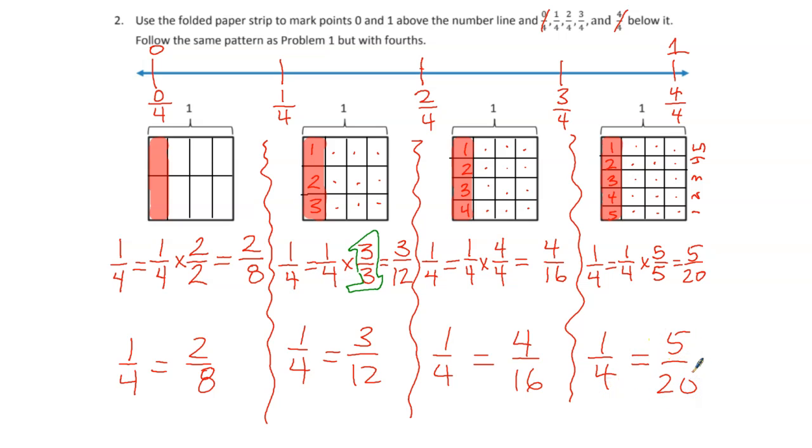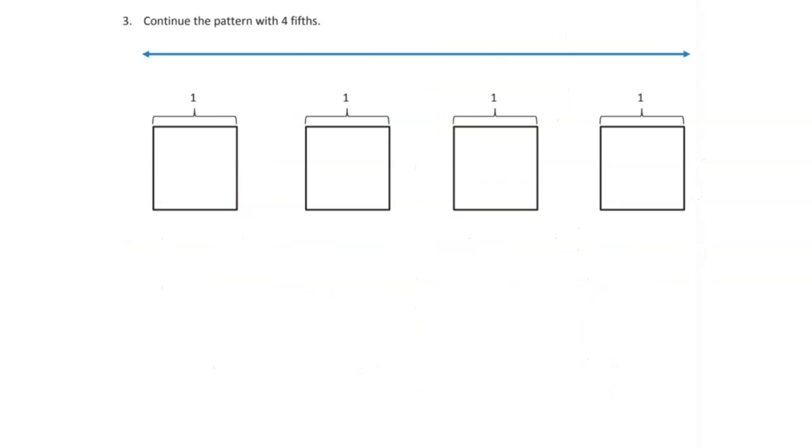Let's pick up the pace here a little bit. So we're going to continue the pattern with 4/5. So once again, our unit is fifths. So I know we're going to have my 0 and my 1. 4/5 is less than 1/2. So I can put 4/5 on a number line that only goes up to 1.